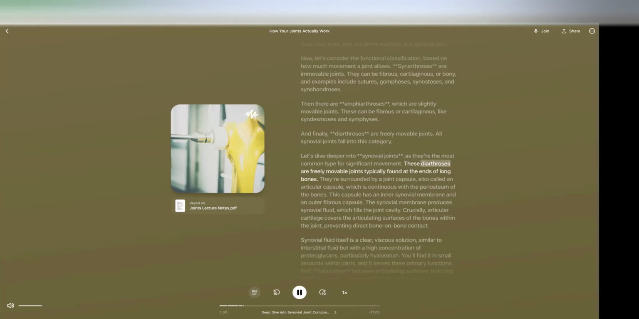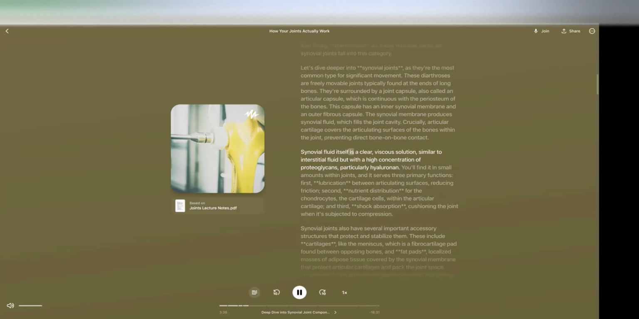These diarthroses are freely movable joints typically found at the ends of long bones. They're surrounded by a joint capsule, also called an articular capsule, which is continuous with the periosteum of the bones. This capsule has an inner synovial membrane and an outer fibrous capsule. The synovial membrane produces synovial fluid, which fills the joint cavity. Crucially, articular cartilage covers the articulating surfaces of the bones within the joint, preventing direct bone-on-bone contact.